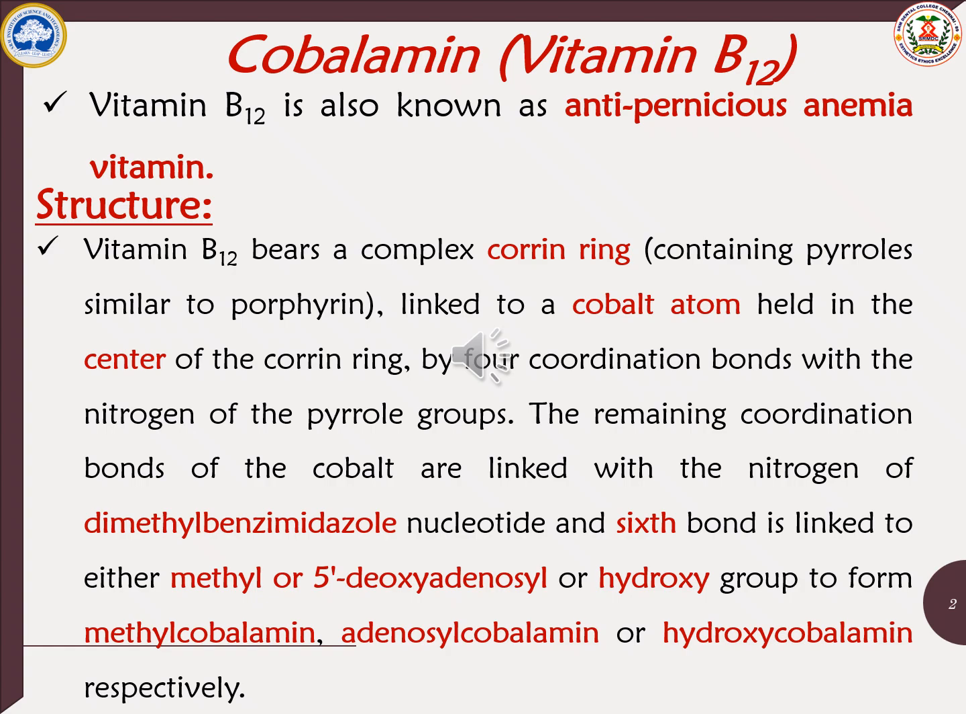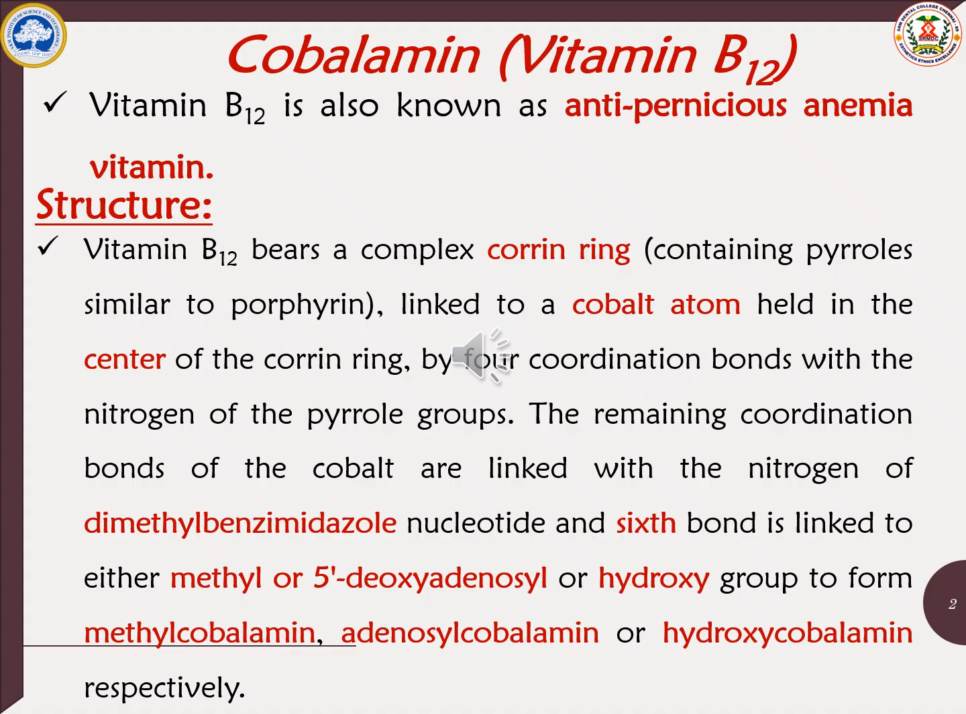When you come to the structure of vitamin B12, it has a complex structure. It bears a complex corrin ring. The corrin ring is similar to the porphyrin ring, with four pyrrole rings. The four pyrrole rings are designated A, B, C, D. In porphyrin, the A, B, C, D pyrrole rings are connected with the methane bridge. In the hemoglobin structure, we have seen how the pyrrole rings are linked with the methane bridge.